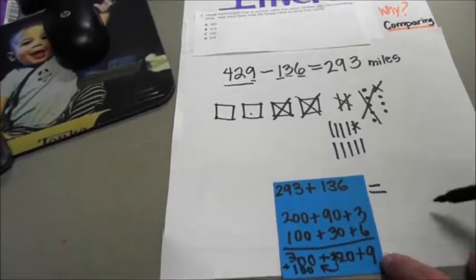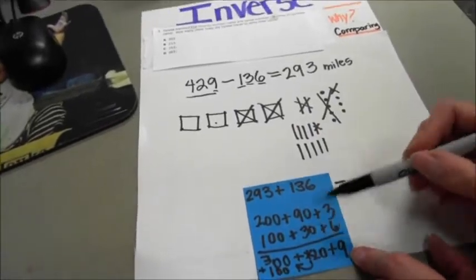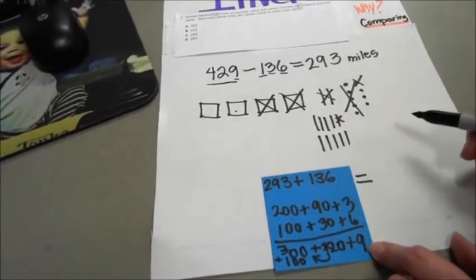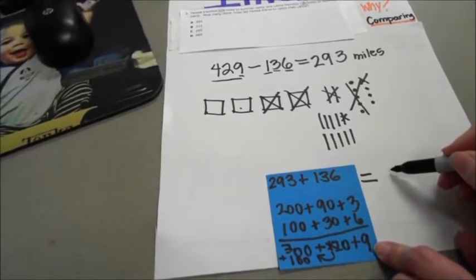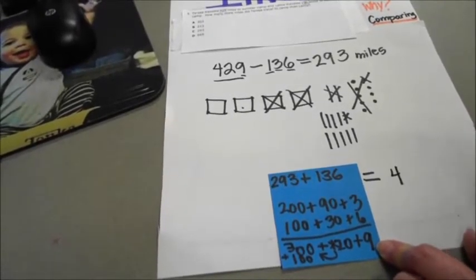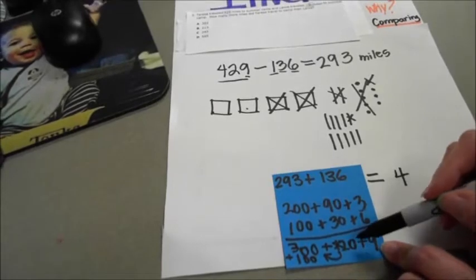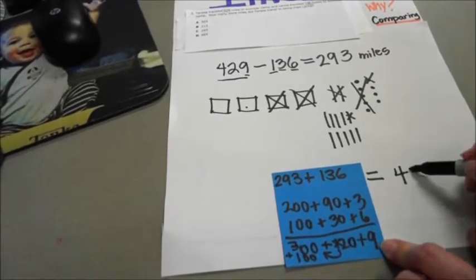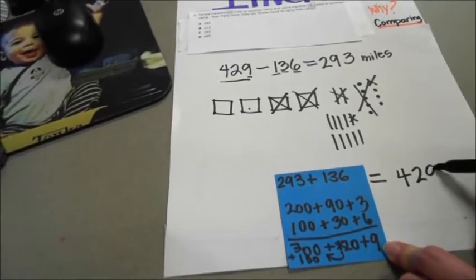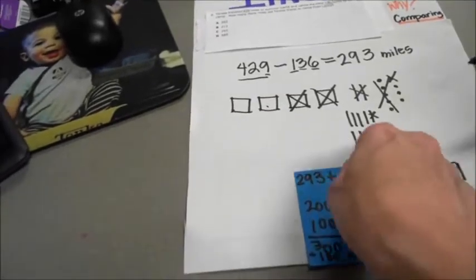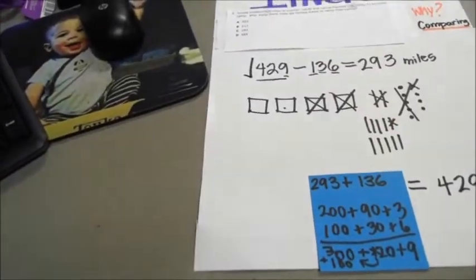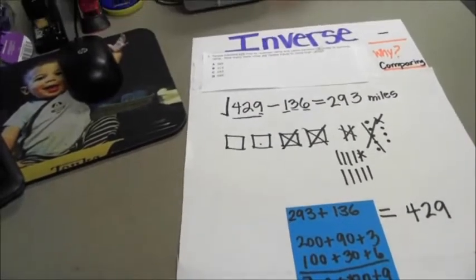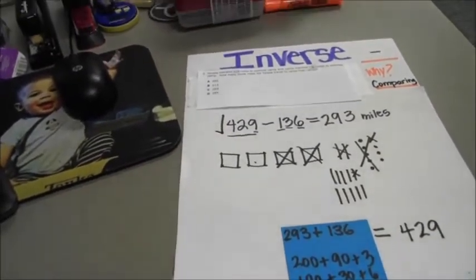Okay, I'm running out of room, so we're going to go over here. So now we can write our number in standard form. So 300 plus 100 is going to be 400. 4 in the hundreds place, 400. We have 2 tens and 9 ones. And if you come back up here, that was our whole, which you matched. So that tells me that your computation was correct.